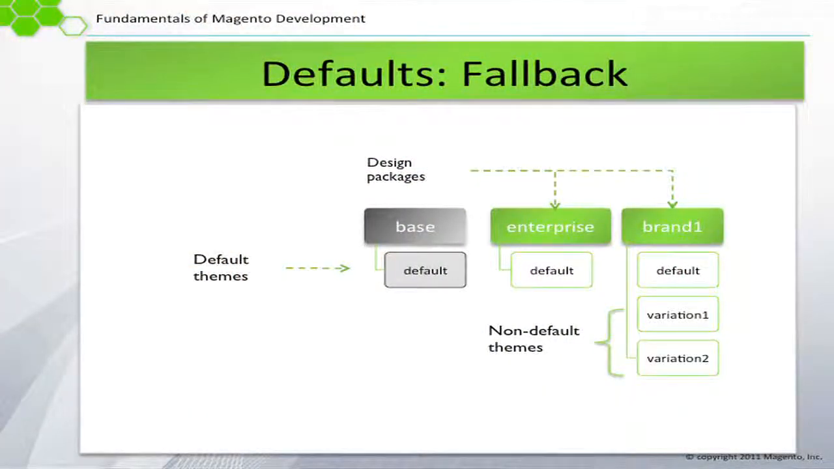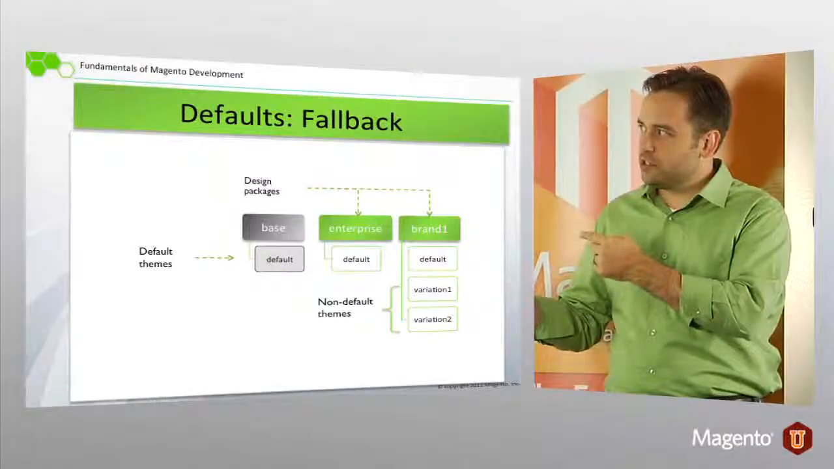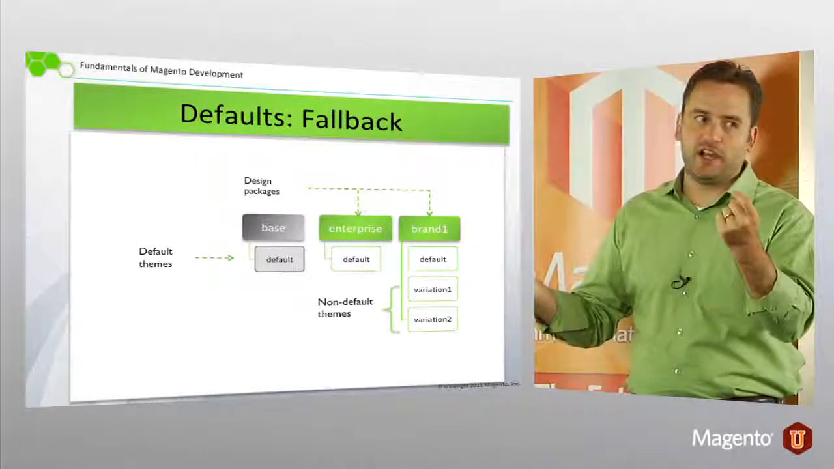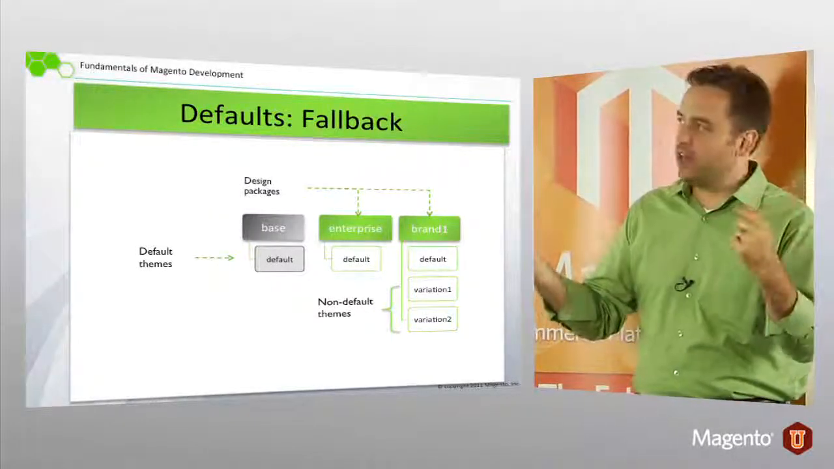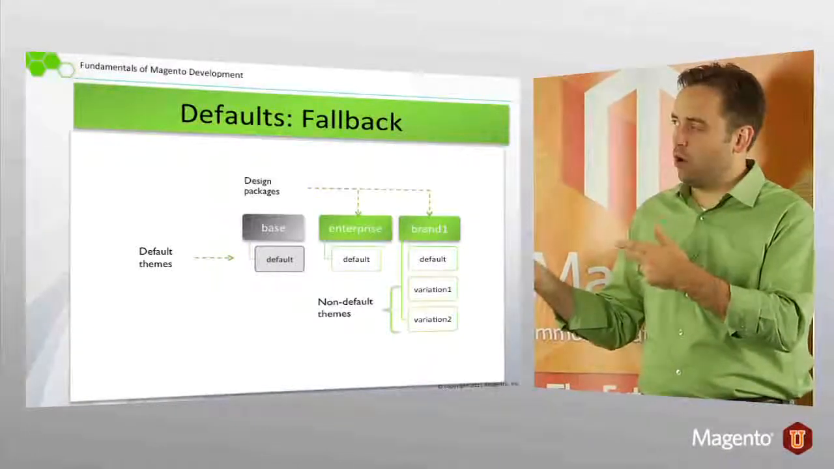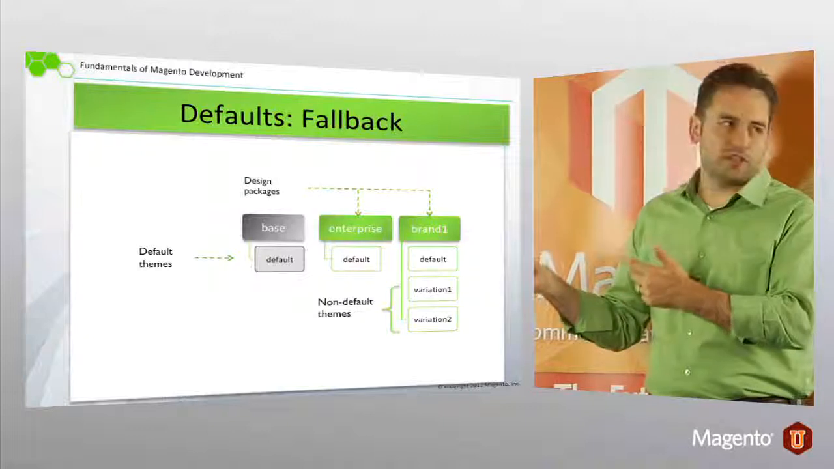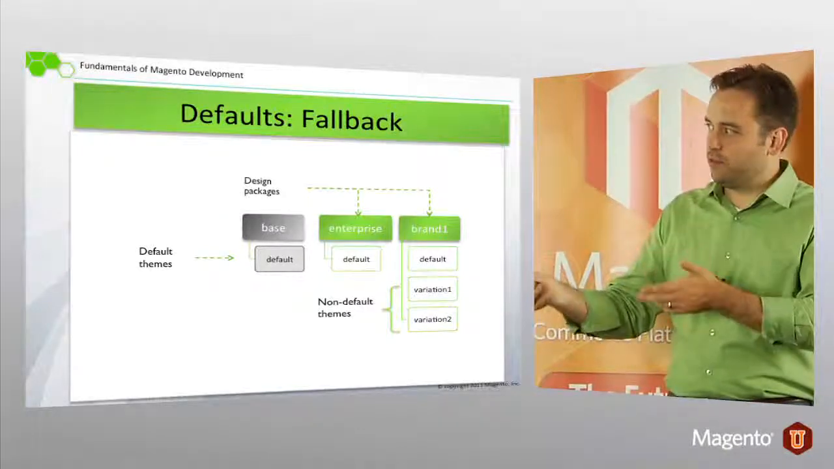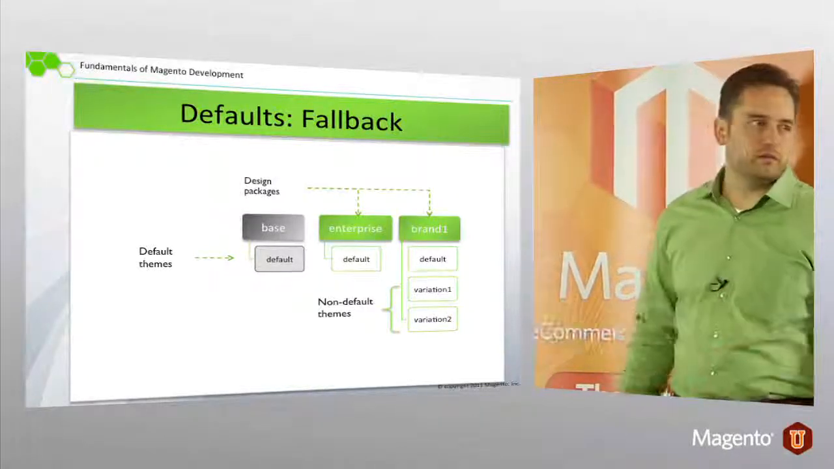So, again, base default, we have enterprise default, and here we've actually copied this default over, or we could symlink here. So brand 1 is a package, enterprise is a package, base is a package. Under packages, and again, one more time, packages are folders under a design area. So app design front end, or skin front end, base, enterprise, brand 1, all packages. And these packages just do nothing but collect themes, which themselves are folders. Default, default, default, and then our fallback here.